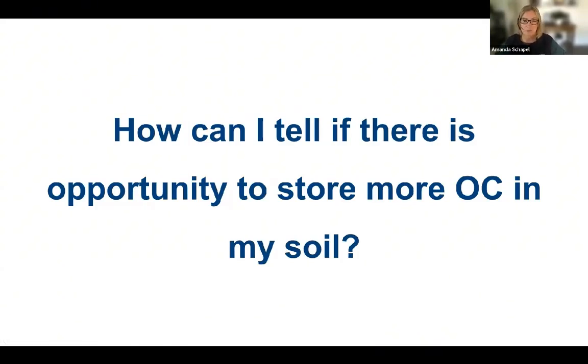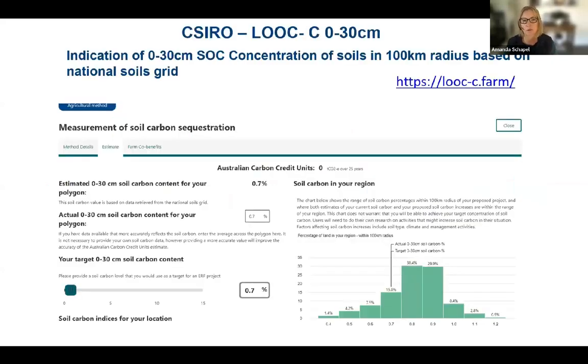The biggest question I get asked whenever I'm talking at workshops by farmers is, how do I know if my soil can store more carbon? So there are a couple of tools you can use. CSIRO have developed a product called Look-See, and that will give you an idea of an average organic carbon percentage value down to 0 to 30 centimetres. So when we're talking carbon projects, we are talking 0 to 30 centimetres.